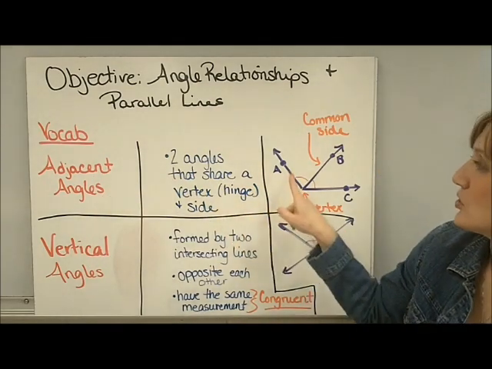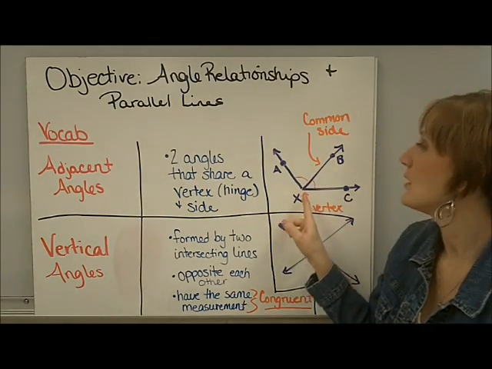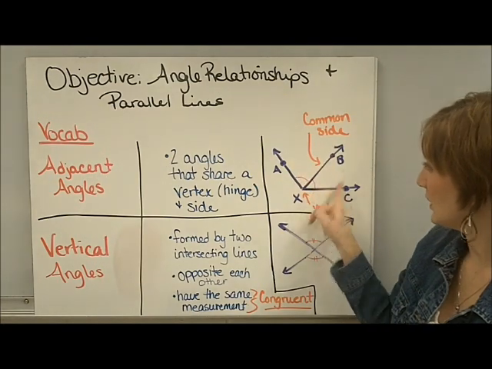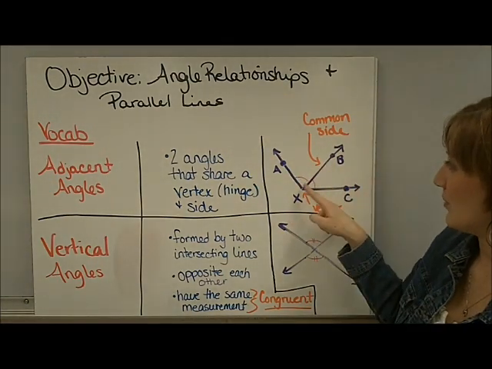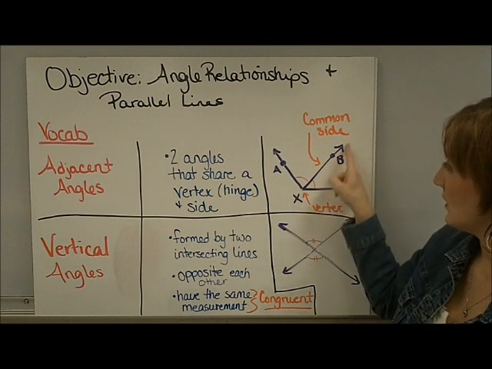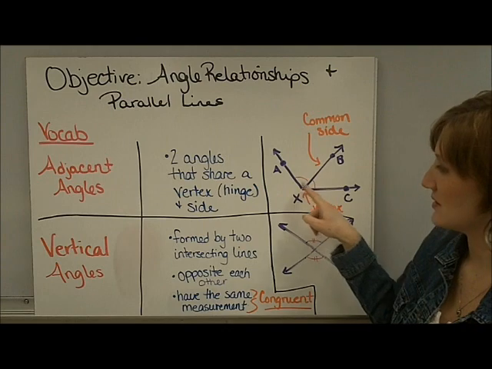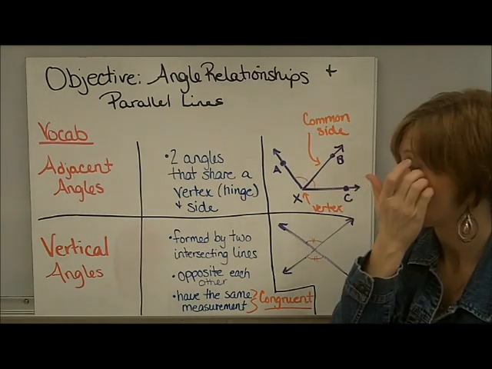These are two angles that share a vertex, which is kind of the hinge. So there's two angles, one here and one here, that share this vertex together, and they also have a side in common. So here's one angle, here's another angle, they have this side in common, and here's that vertex. That makes this and this adjacent angles.